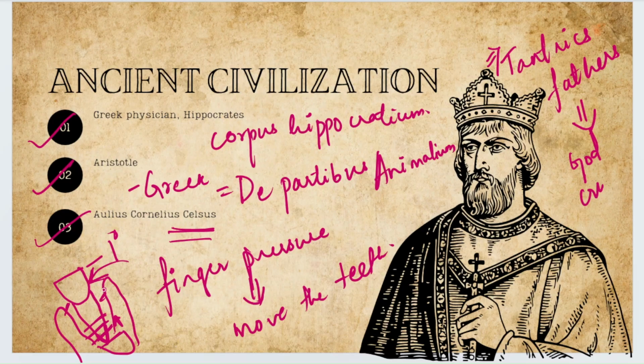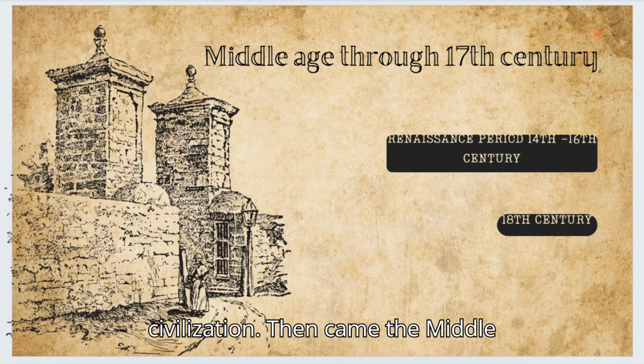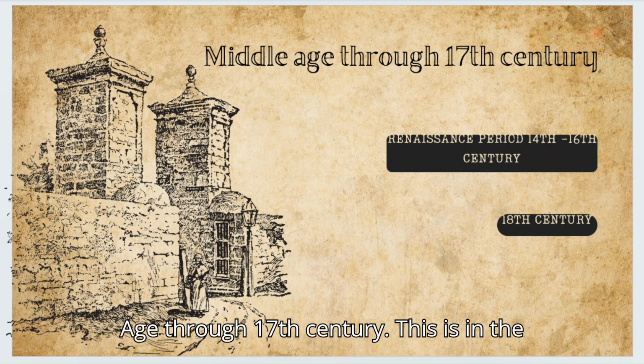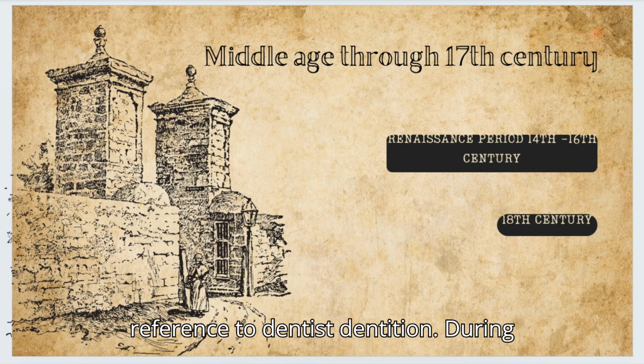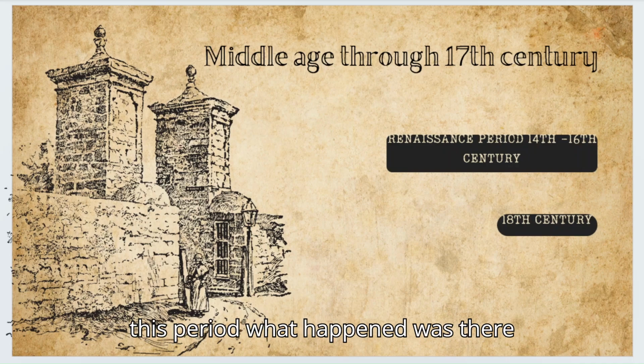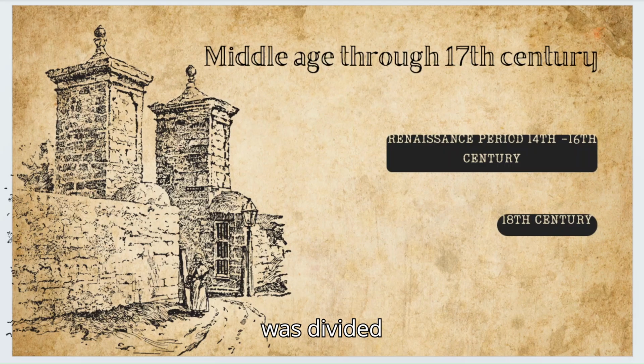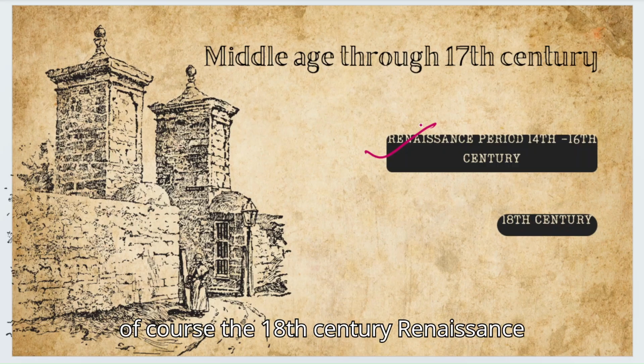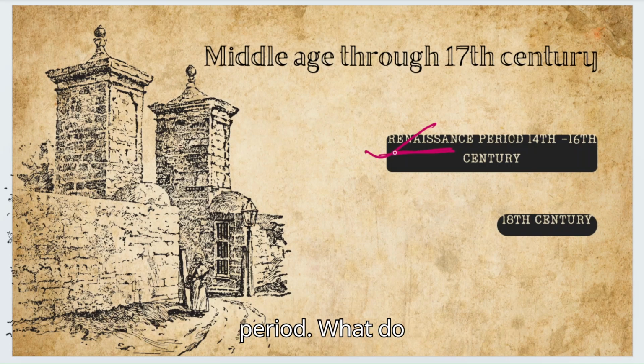Okay, so this is all about ancient civilization. Then came the Middle Age through 17th century. This is in reference to dentition during this period. What happened was, it was divided into Renaissance period, 14th to 16th century, and of course the 18th century. Renaissance period. What do we get from this?